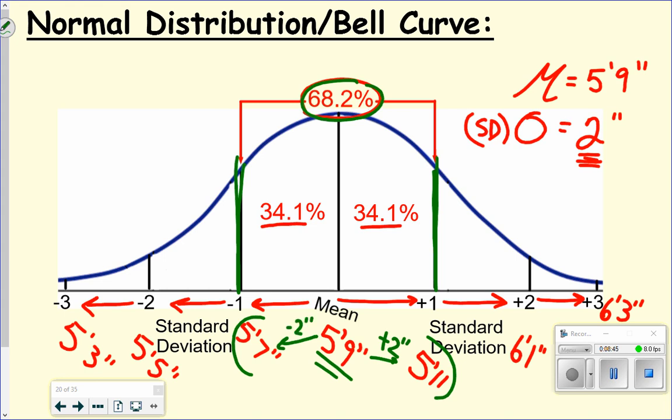Almost 70%. The doctor measures 100 kids. 70 of them, roughly, are going to be between 5'7" and 5'11". You got your friend. He's a tall dude. He's right here, 6'3". You're like, wow, that dude, he's off the charts. And then, of course, the people that are way off the charts are the outliers.